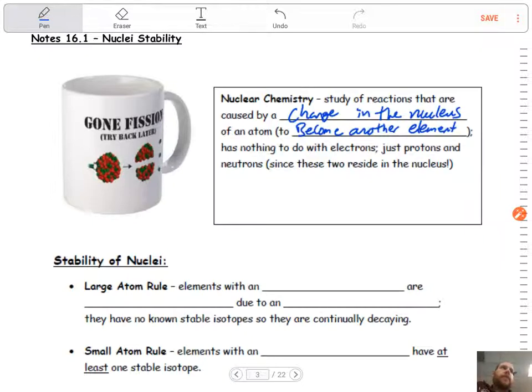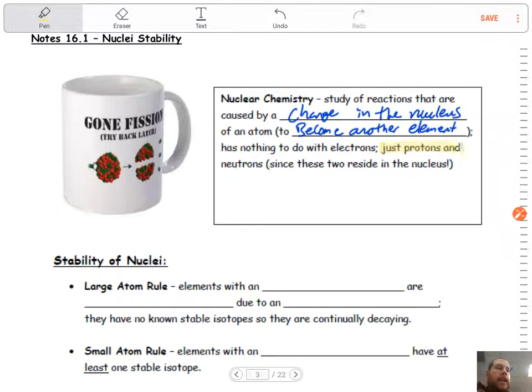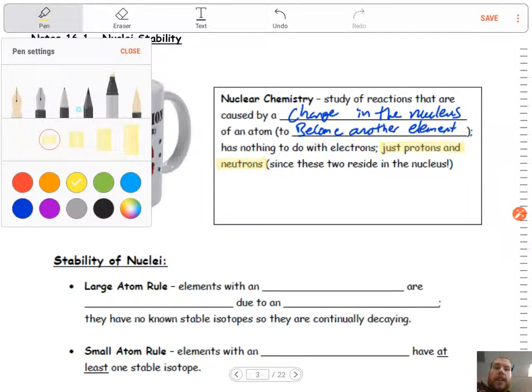Now you may be thinking, well, we've done that before. Well, we haven't changed elements. We've changed compounds, and we've broken compounds apart by changing bonds, but we have never changed elements up until this point. So this has nothing to do with electrons. It's just dealing with protons and neutrons. That's a big ticket idea right there, because that's what's in the nucleus. The electrons we don't care about.